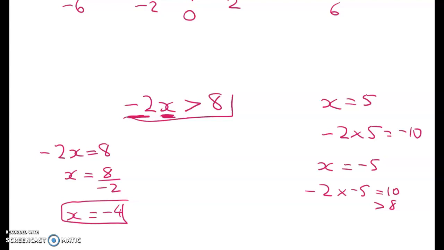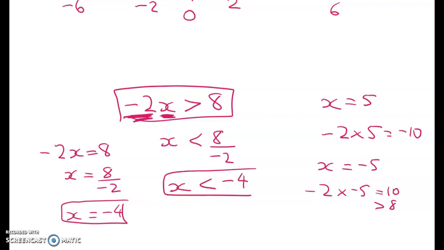Here's what we're going to do. We're going to divide both sides by -2. So we're going to have x is less than 8 divided by -2. We're dividing by a negative number, so we have to switch the inequality. So we get for our answer x is lower than or less than -4.